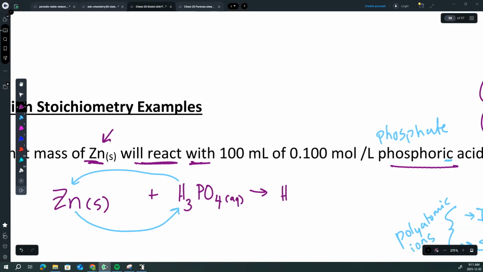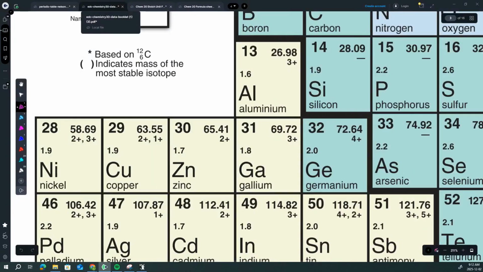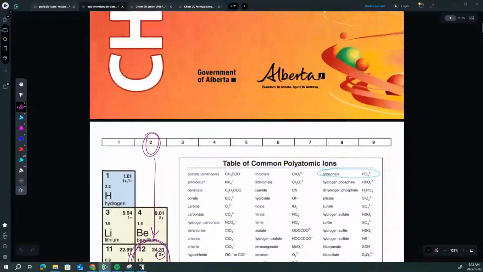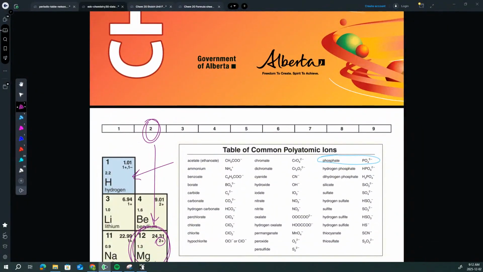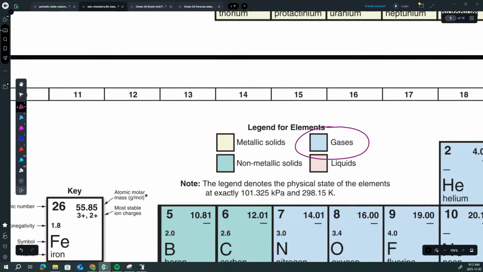hydrogen. Now remember, hydrogen is part of Hofbrinkel, which is all of our diatomic elements. So whenever it's by itself, there are always 2 of them. Hydrogen is going to be a gas at room temperature. You can always check that on your periodic table. Hydrogen is blue, and if we look at the key, blue means that it's a gas.